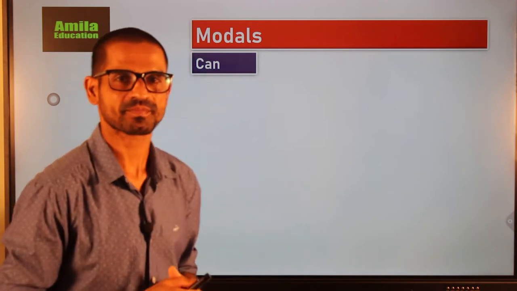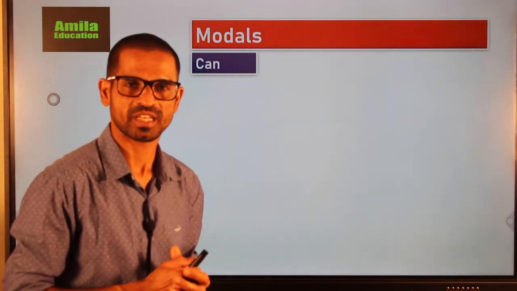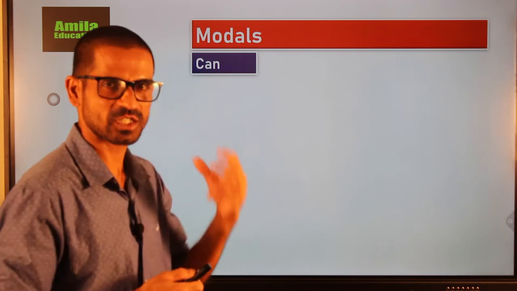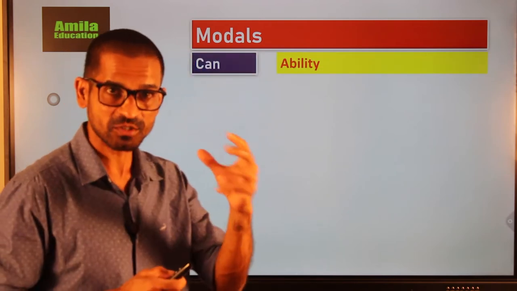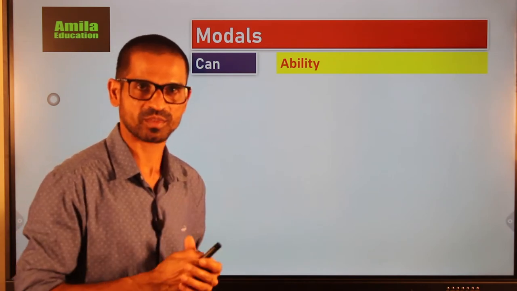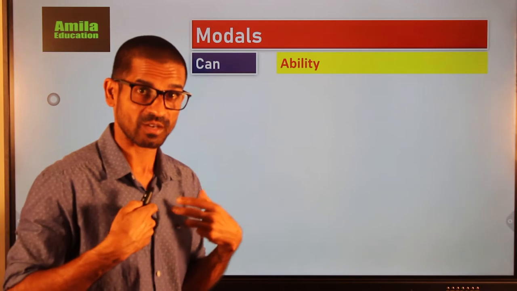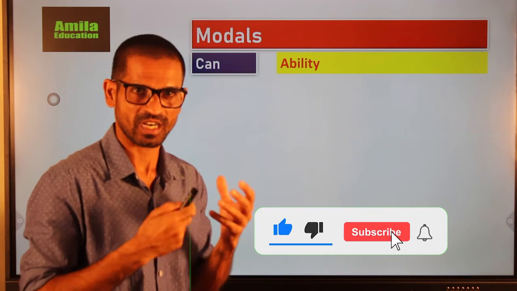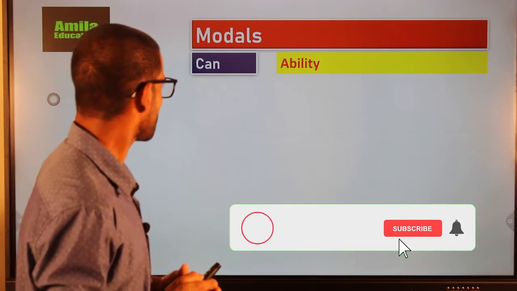For example, can. Can is a modal. What does can express? Can expresses ability to do something. I can teach. That means I have the ability to teach. I can teach.